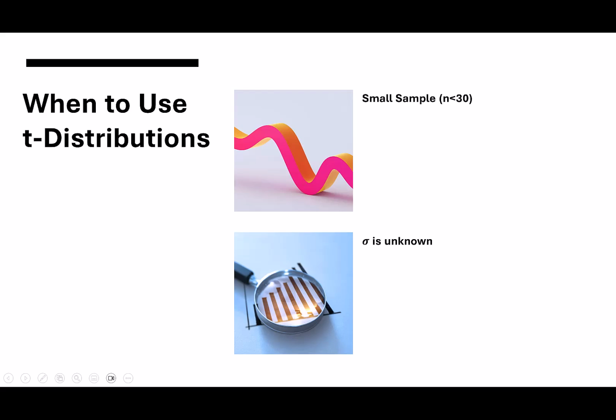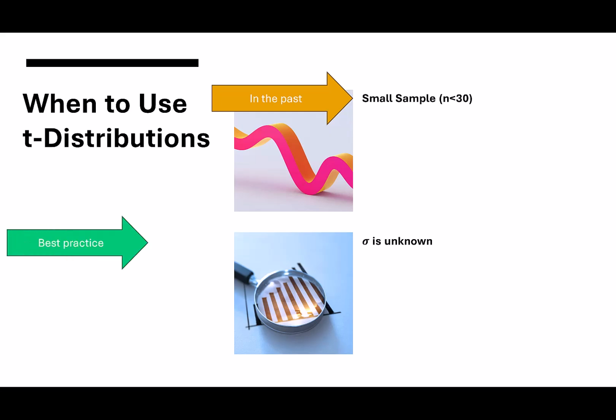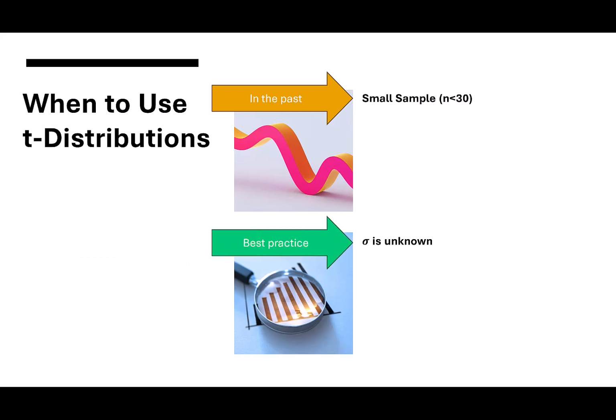So when do we use a t-distribution? In the past, a t-distribution was used when we had a small sample size. But now it is considered best practice to use the t-distribution anytime sigma is unknown. We'll talk more about this as we get into confidence intervals and hypothesis tests very soon.